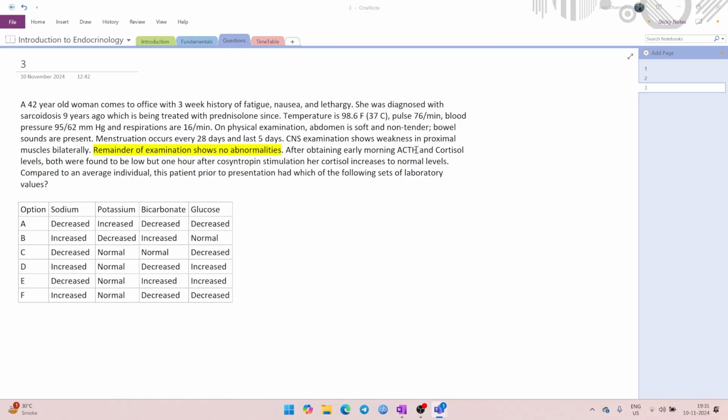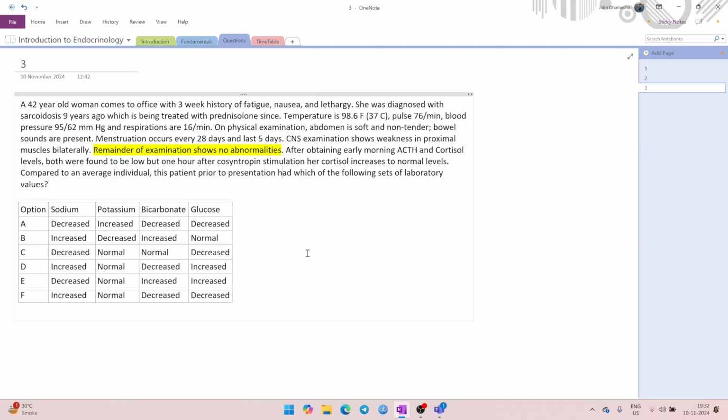So, after obtaining early morning ACTH and cortisol levels, both were found to be low, but 1 hour after cosyntropin stimulation, cortisol increases. Compared to an average individual, this patient prior to presentation had which of the following sets of laboratory values? So this is the question. First, you are supposed to make the diagnosis. Is this primary? Is this secondary? Next, if this is primary, then what kind of laboratory values will you get? If this is secondary, what kind of laboratory values will you get? That is what the question wants you to know.